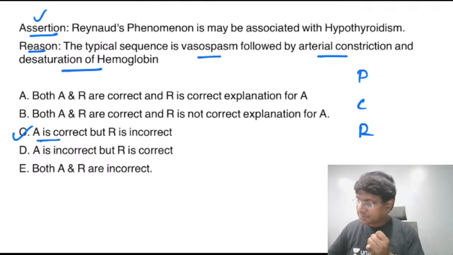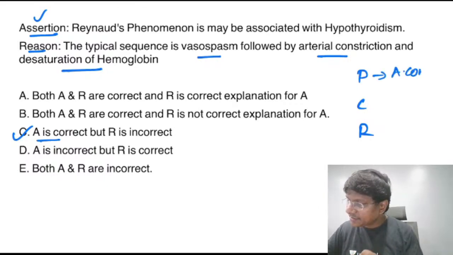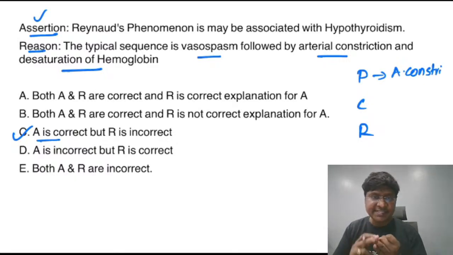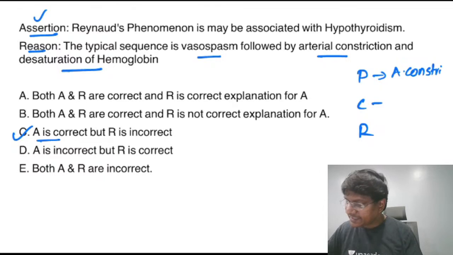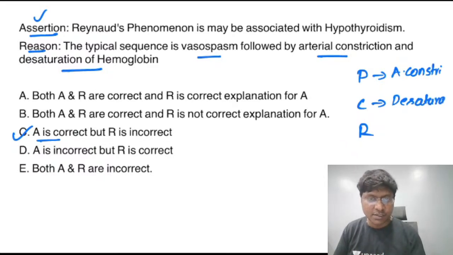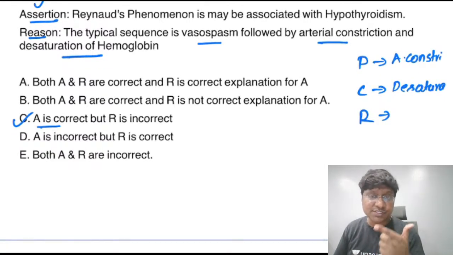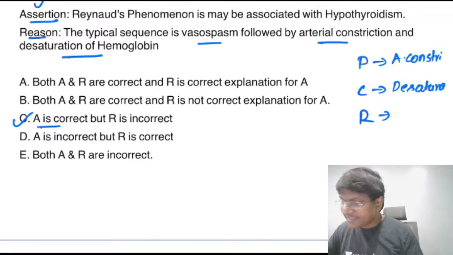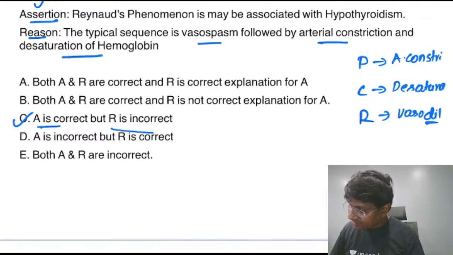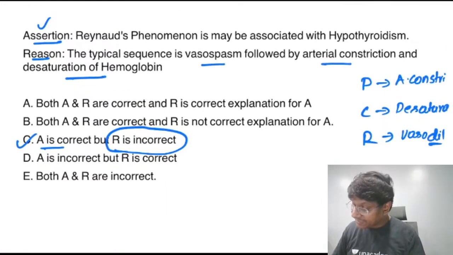P stands for pallor. That means here there is arteriolar constriction, right? C stands for cyanosis. That means at this point there is desaturation of the hemoglobin, because of which there is blue, followed by the redness. R stands for redness, and redness is due to vasodilatation. So that is the reason why the reason which has been given is incorrect, whereas A, that Raynaud's phenomenon may be associated with hypothyroidism, is the correct answer.